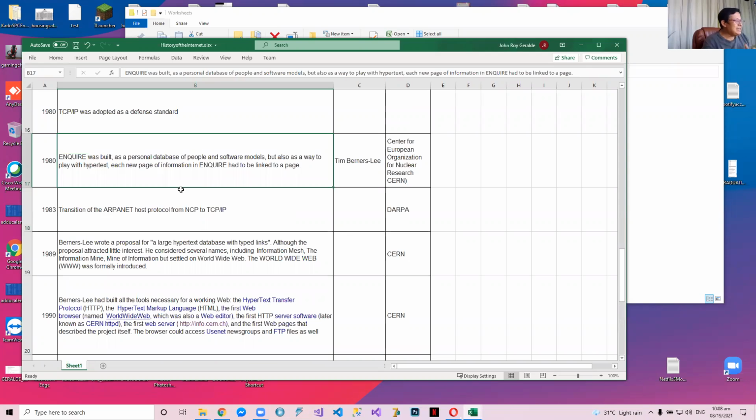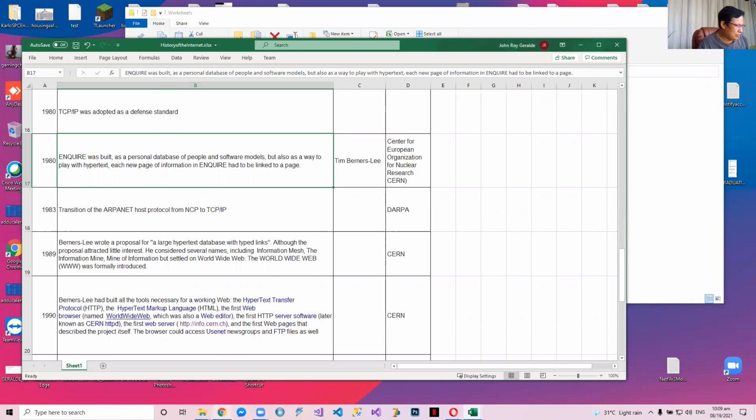Okay, in 1980, the internet then was just a connection of computers with email. Do you follow? But sometime in 1980 in Europe, because the internet started in the US, Inquire was built. What is Inquire? Inquire is a database of people and software, written by Tim Berners-Lee. Tim Berners-Lee is a researcher at the European Organization for Nuclear Research. This is not nuclear bomb, but nuclear power research.